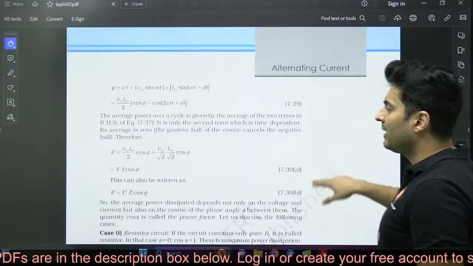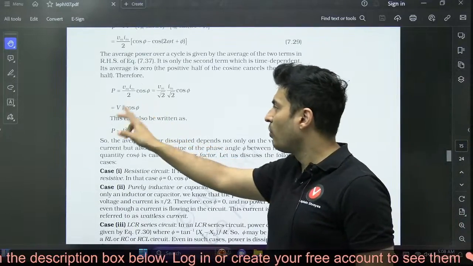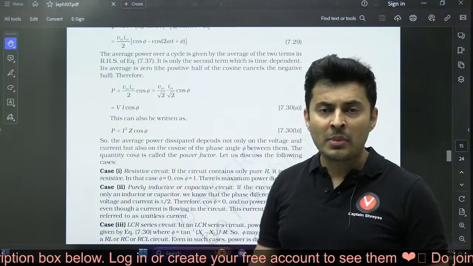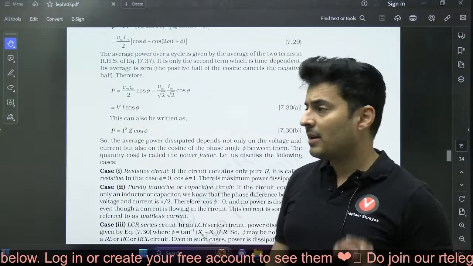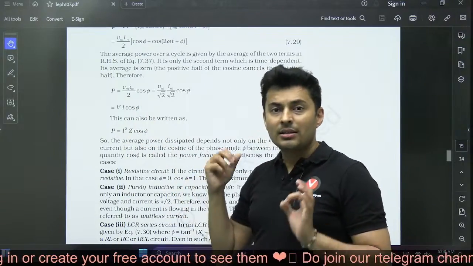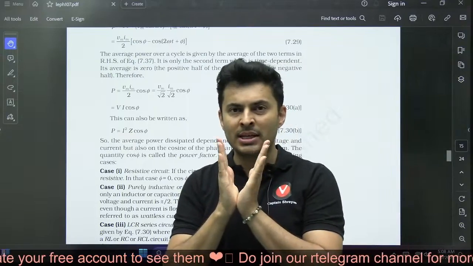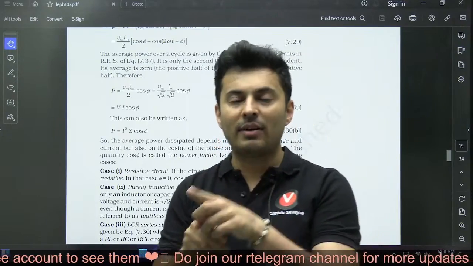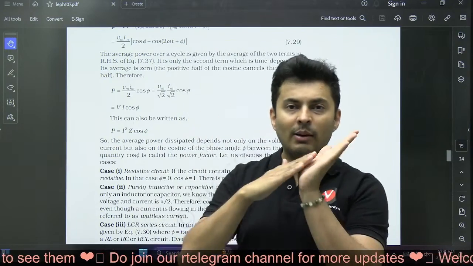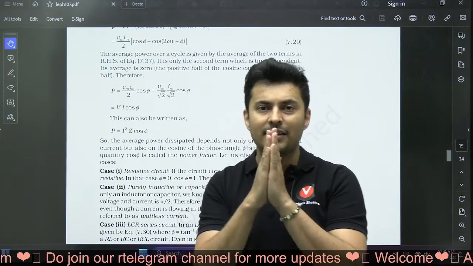When you talk about the power in an AC circuit, then it is voltage into current into cos phi. It is not just VI. It is Vrms into Irms into cos phi. This phi is the phase angle between voltage and current. Cos phi is called the power factor. In resonance, power factor is 1 because phi is 0.